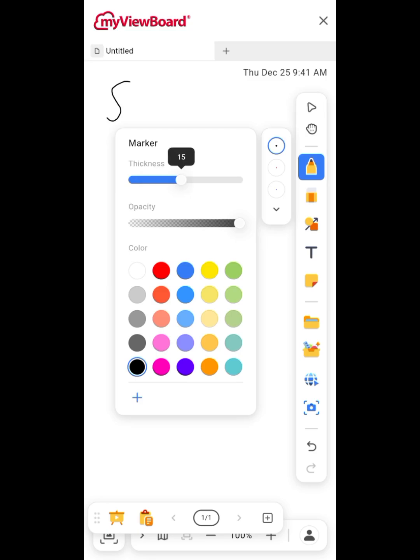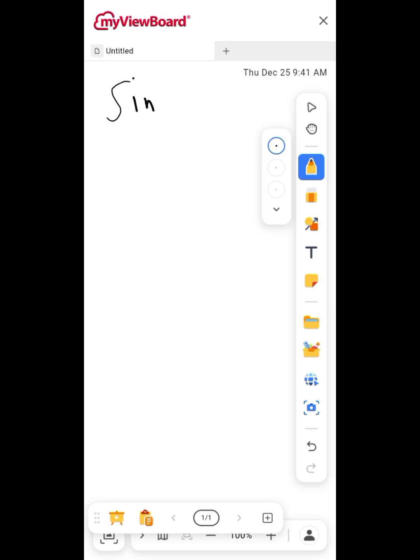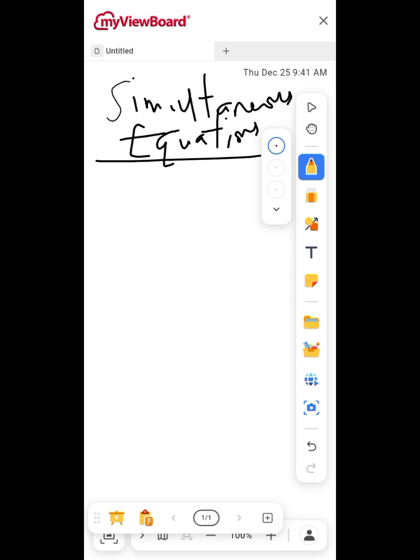Simultaneous equation. We are going to be looking at the concept of simultaneous equation. Before now, we already know how to solve simple equations. And for every simple equation, our final goal is to be able to get the value of a variable. For example, given x plus 3 equals 8, the final goal is to be able to get the value of your x.